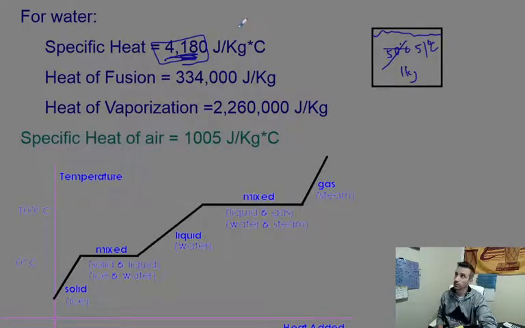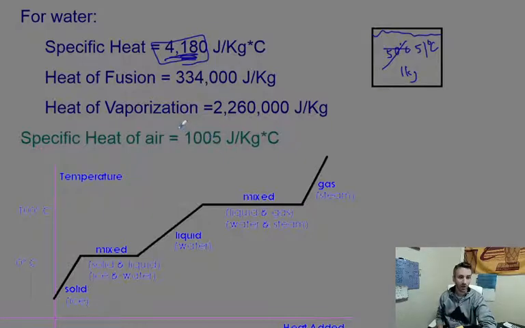For aluminum, it has a specific heat of, I think, like 903 joules per kilogram, which means that if you have 1 kilogram of aluminum, it takes 4 times less energy to heat up that aluminum by that 1 degree Celsius.